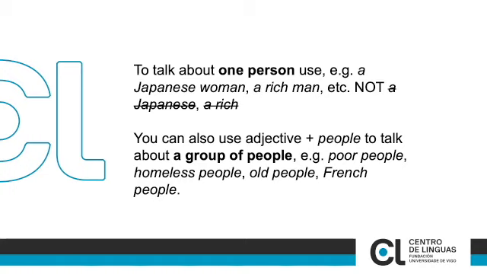You can also use the adjective plus people to talk about a group of people. So poor people are also known as the poor. The homeless are known as homeless people. There's old people, French people, etc.